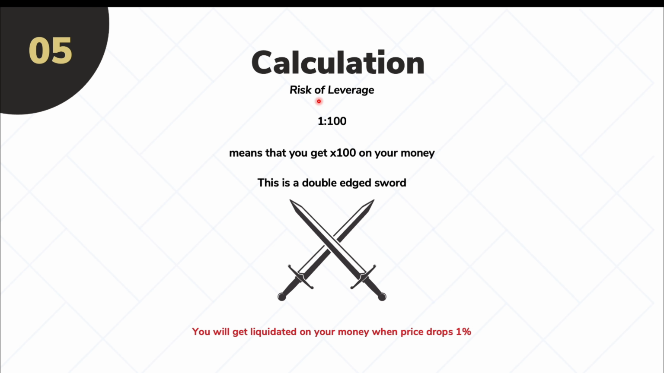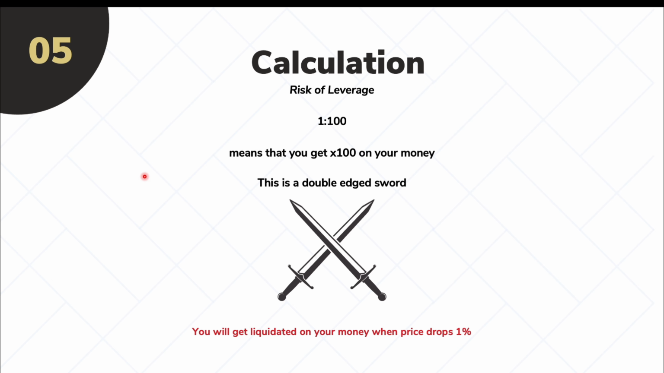A final note on calculation is the risk of leverage. What we already discussed is that when you have 1 to 100 leverage, that means for your own $1, you get $100 to play with. The same goes for when you have $1,000, you can have $100,000 to play with. Leverage is amazing. You can get so much more opportunity compared to when you only have your own money to play with. But this leverage is a double-edged sword. You need really good risk management to use leverage, because with the opportunities you get to the upside, there is also danger to the downside.